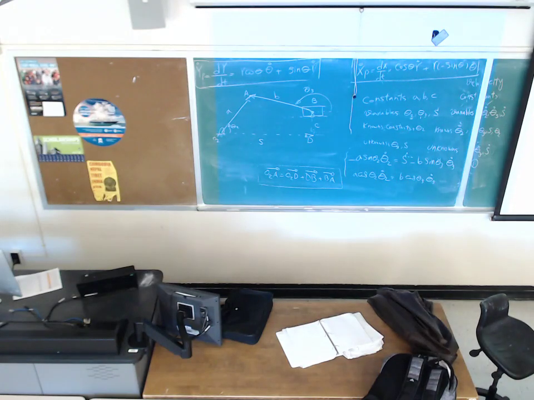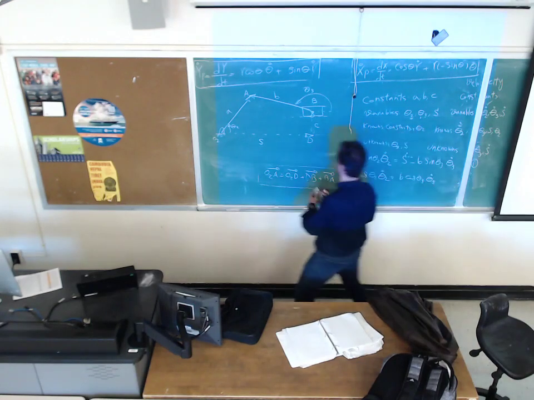Shouldn't the last term on the last equation be b cosine of theta 3? The last one? Yes, thank you. It should be b. Yeah, we have it right now. Okay.